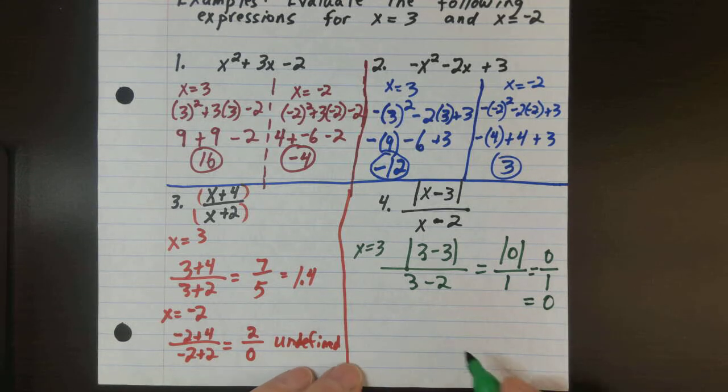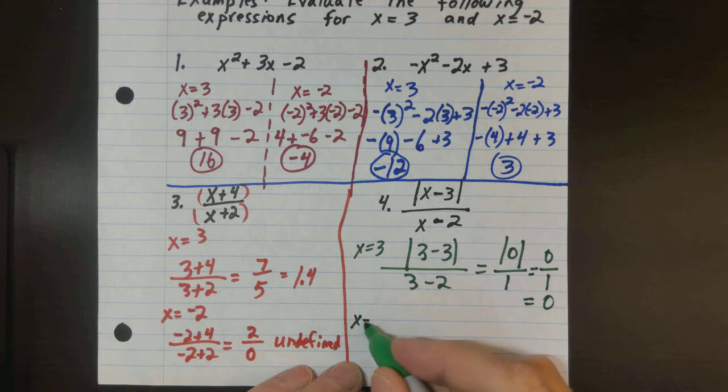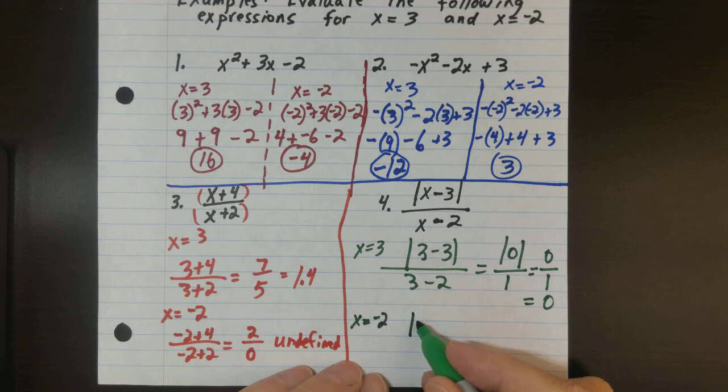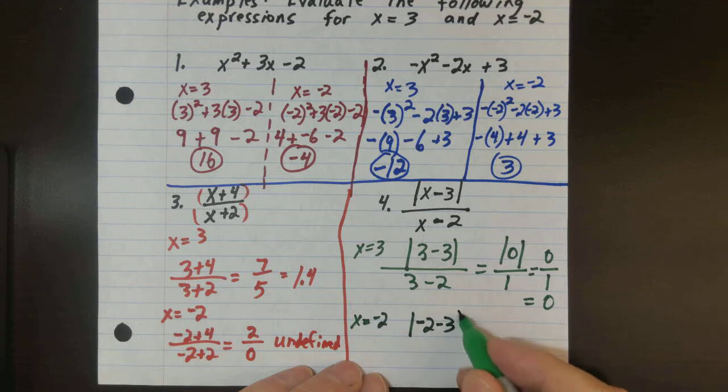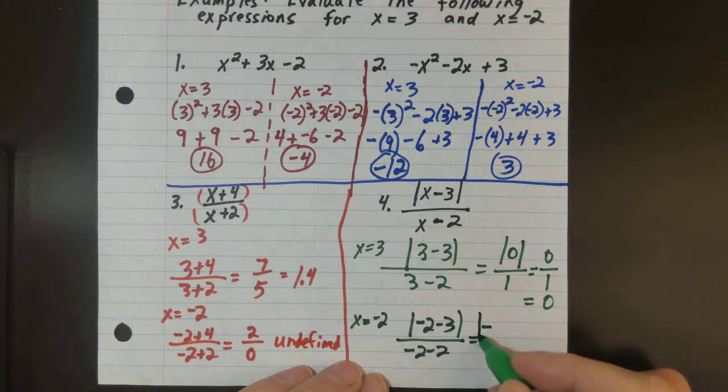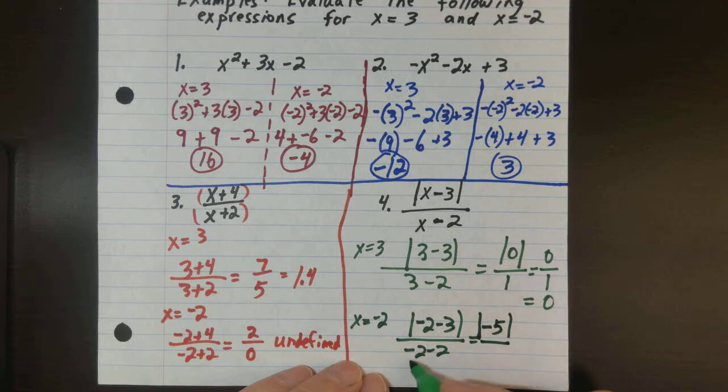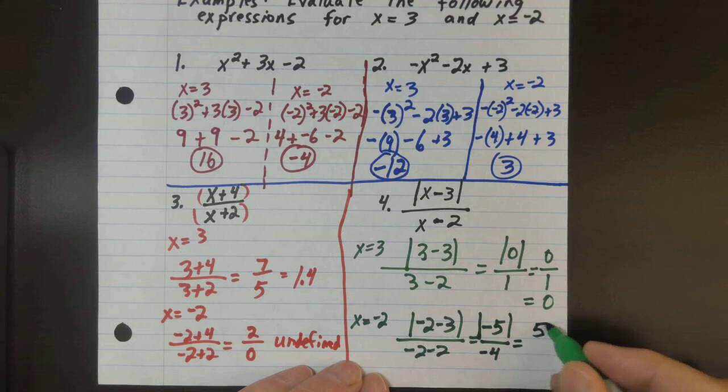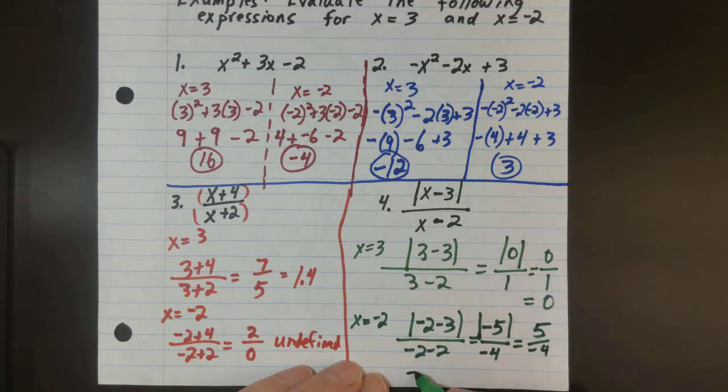And then when x equals negative 2, I got the absolute value of negative 2 minus 3 over negative 2 minus 2. And that's the absolute value, don't forget that bar, of negative 5 over negative 2 minus 2 is negative 4. And then this is 5 over negative 4, which is negative 5/4. If you wanted the decimal, it'd be negative 1.25.